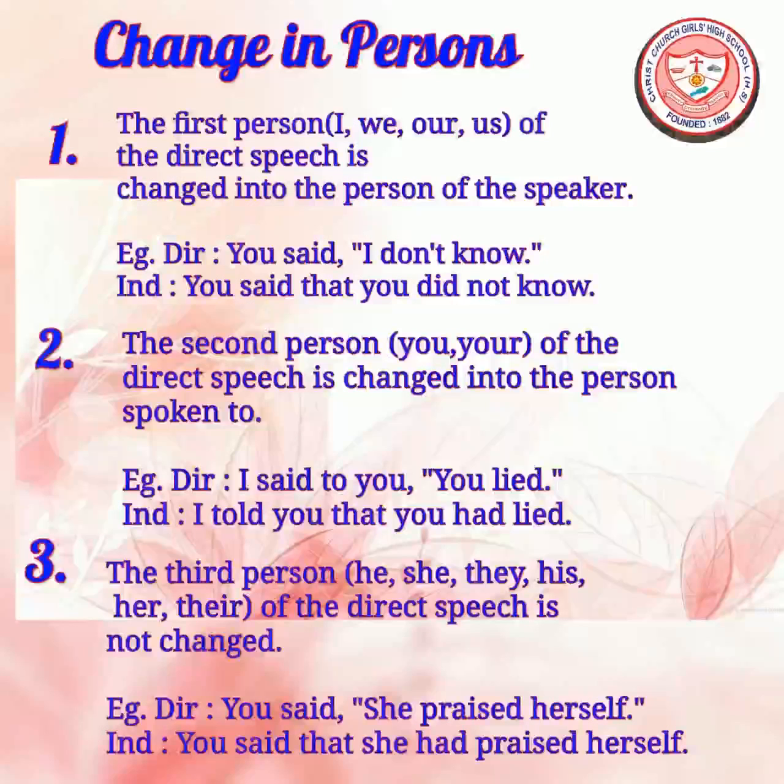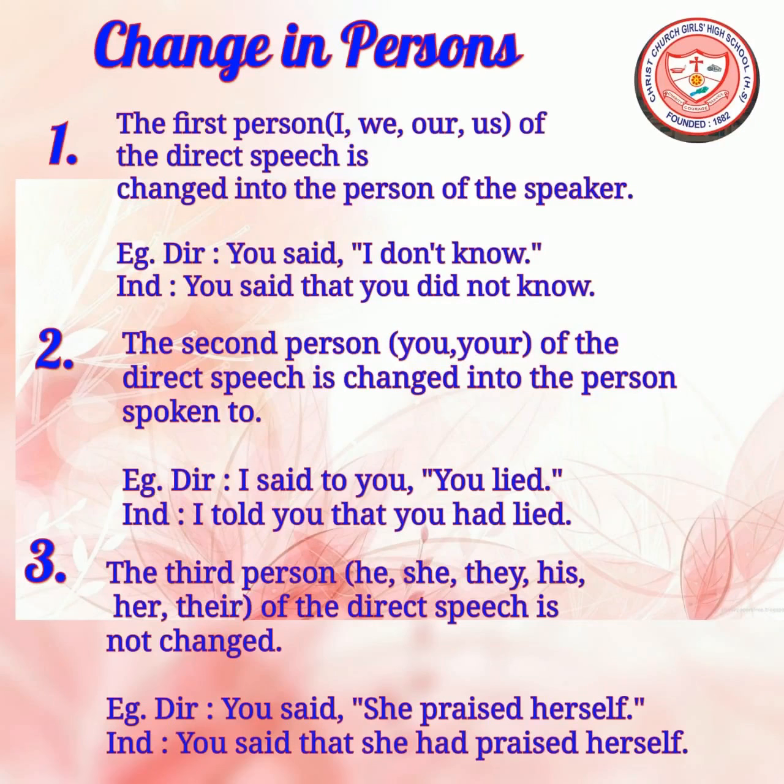Next, we will see the rules of change in persons at the time of changing the mode of narration. Rule number one: the first person, that is I, we, are, and us, of the direct speech is changed into the person of the speaker. For example, you said, "I don't know." In indirect speech, it will be changed into, "You said that you did not know."